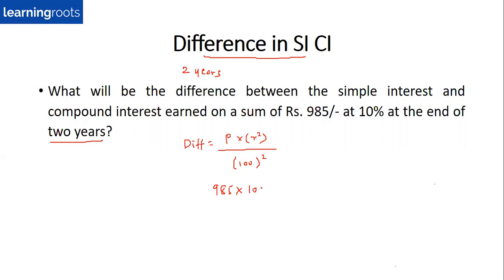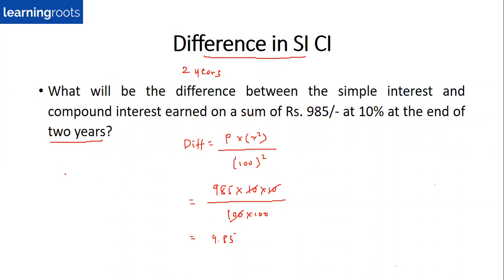So 10 square is what we will have to find. Divide this by 100 square. So 100 into 100, and simply this will cancel now. So 10, 10, 100 is out. 985 by 100 is going to be 9.85. So your final answer, that's the difference between simple interest and compound interest, is going to be 9.85.